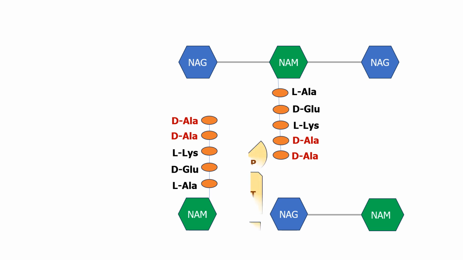Anyway, this is a class A penicillin binding protein. It has two domains, the transpeptidase domain and the glucosyltransferase domain. The transpeptidase domain is responsible for making a cross-link between L-lysine and D-alanine in gram-positive bacteria. And the glucosyltransferase domain is responsible for connecting the sugars NAM and NAG together.